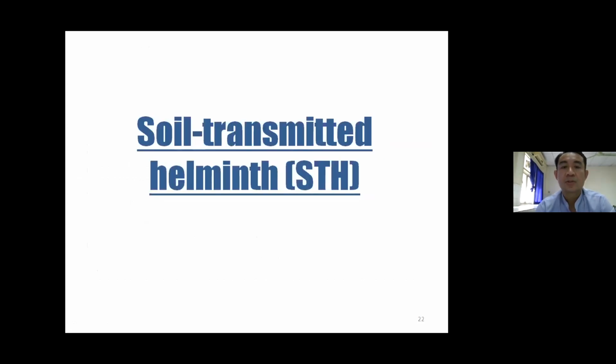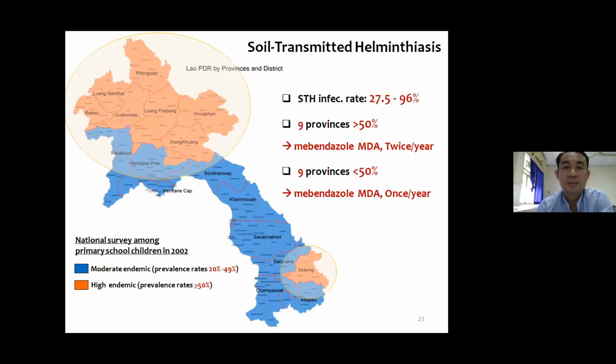Okay, let's go to soil-transmitted helminthiasis. This map shows you the infection rate of STH infection is around 27.5 to 96%. So we divide it into two colors. The moderate endemic is in the center and south of Laos, and very high endemic in the north of Laos. You can see here, in the south of Laos, only Sekong has a high infection rate for STH.